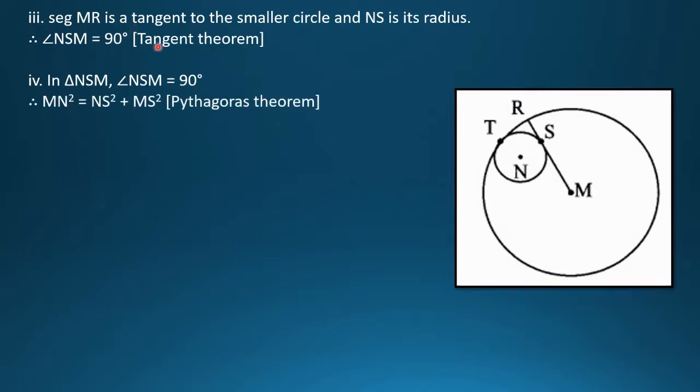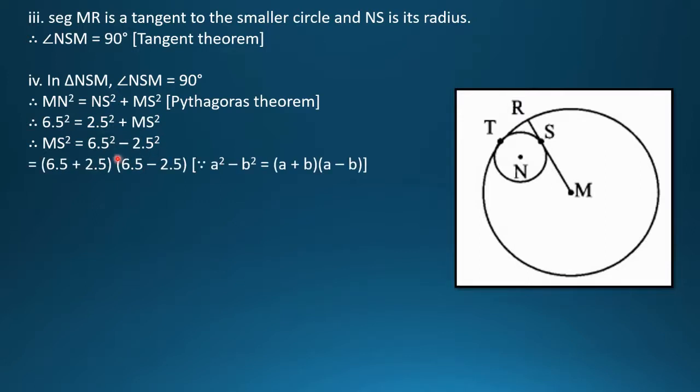And since it is a right angle triangle, we can use Pythagoras theorem. If we join MN, MN will be the hypotenuse. So by Pythagoras theorem, MN square is equal to NS square plus MS square. MN is 6.5 and NS is 2.5. So we'll just square this 6.5 and 2.5 and rearrange it. We'll take 2.5 on the other side. So we'll get MS square is equal to 6.5 square minus 2.5 square.